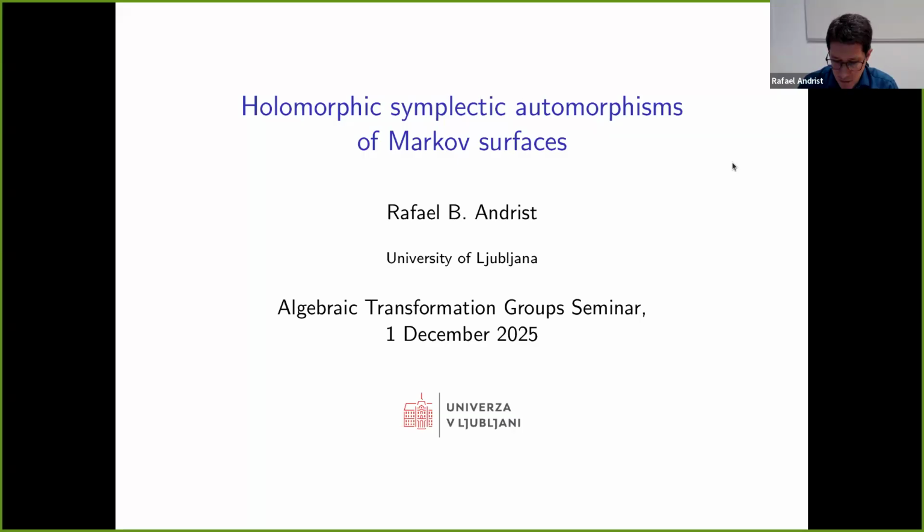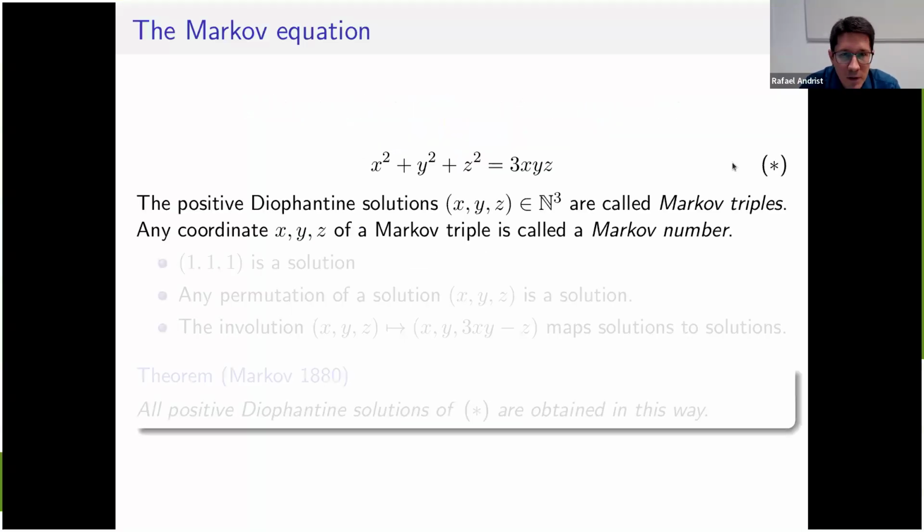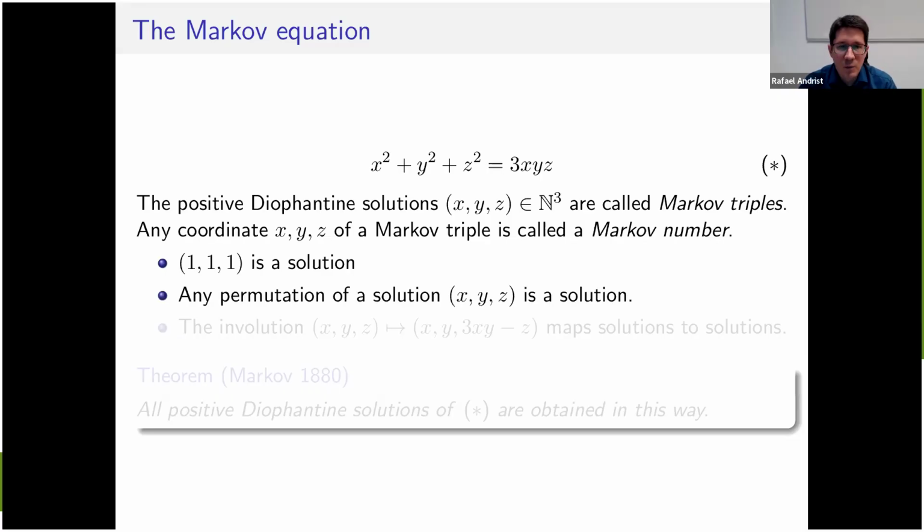So let me start with some historical comments. This is the Markov equation, x squared plus y squared plus z squared equals 3 times x, y, z. And the Diophantine positive solutions are called Markov triples, and then any coordinate of a Markov triple is called a Markov number. And what is very easy to see is that 1, 1, 1 is obviously a solution of this equation. And because the equation is completely symmetric, any permutation of a solution is also a solution.